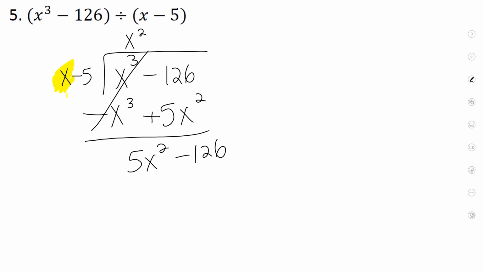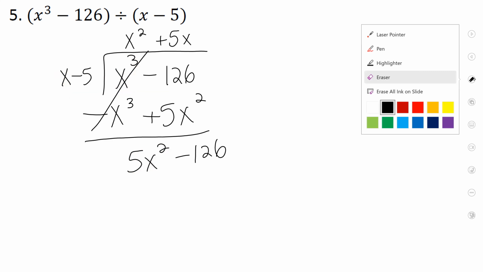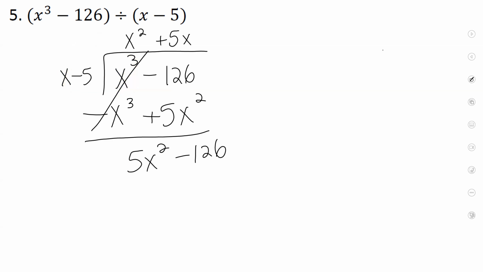X times what will give you 5x squared? Good, 5x. So everyone write plus 5x at the top. And then we're going to multiply again. X times 5x is 5x squared. Negative 5 times 5x is negative 25x.